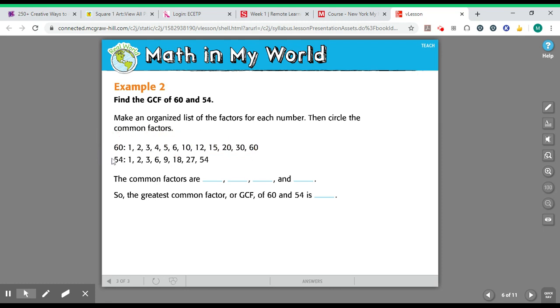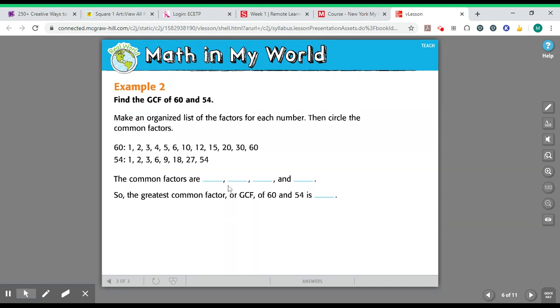Then you make a second organized list for 54. 1, 2, 3, 6, 9, 18, 27, and 54. Then what you need to do is circle the common ones. Which ones are the same? Okay? 1 and 1 you would circle together. 2 and 2 you would circle together. 3 and 3, those are in common. 6 and 6 are common factors.